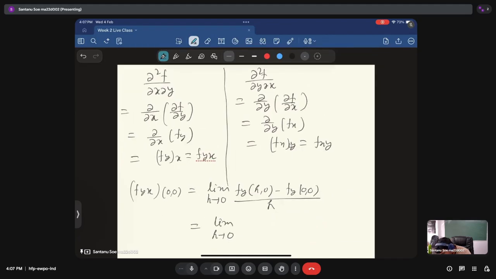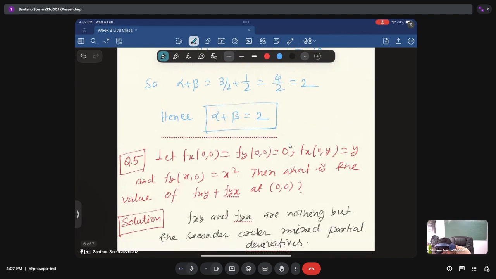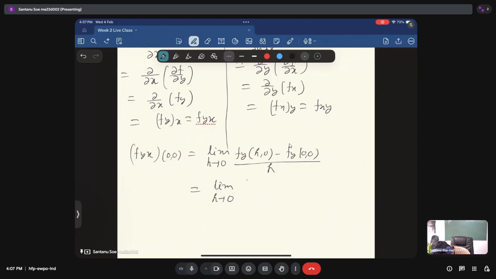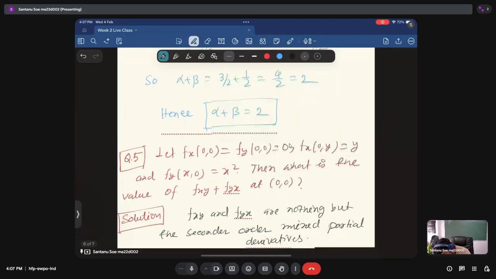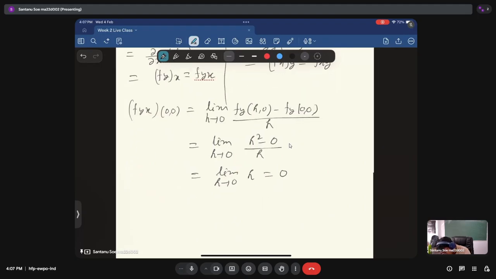Now here see that fy of (x, 0) is given by x square. So fy of (h, 0) will be h square. And fy of (0, 0) is already given as 0. So this will be h square minus 0 divided by h. So this is nothing but limit h tends to 0 of h, and this is 0.